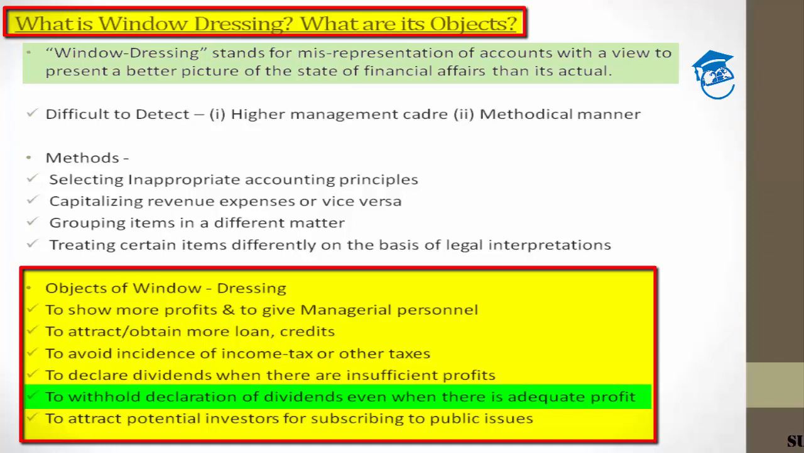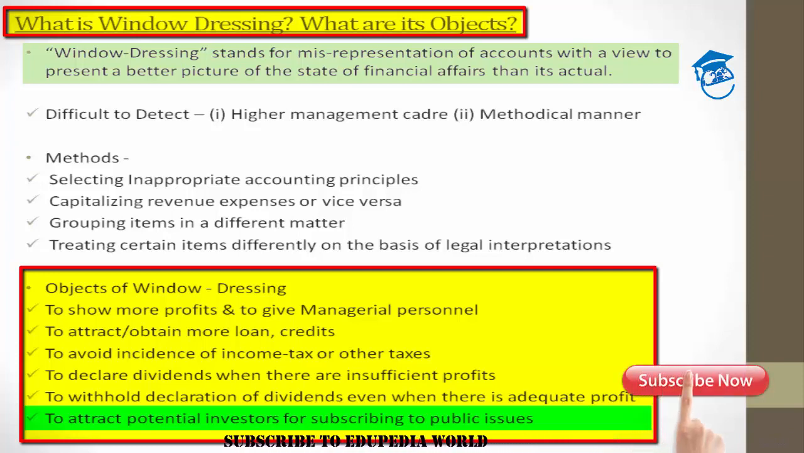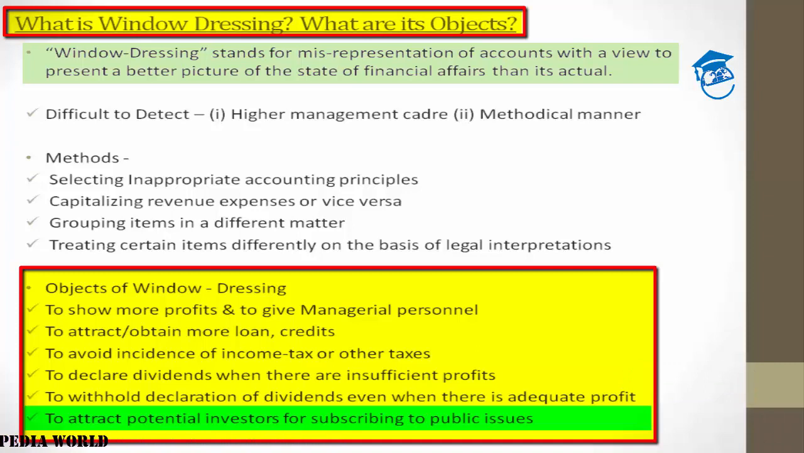And finally, to attract potential investors for subscribing to public issues. In order to make a person really happy with the kind of work that you are doing, you need to attract those potential investors. That you can only do if you are showing your profits like anything. Then only many people are going to come to your business and they'll start providing you the funding in that case. So these are the major objects of window dressing.